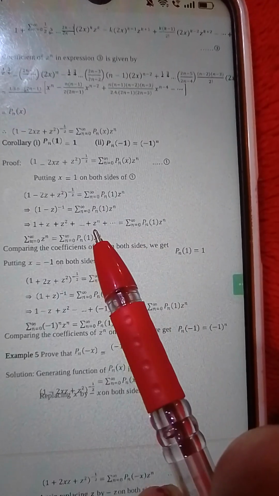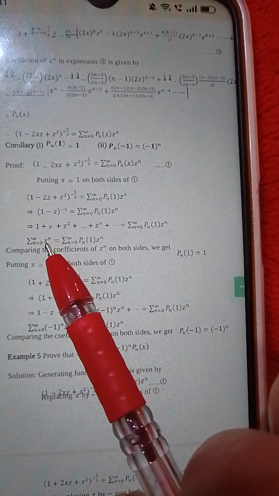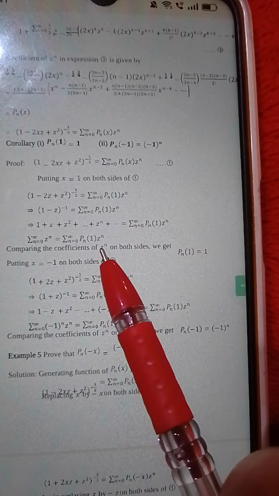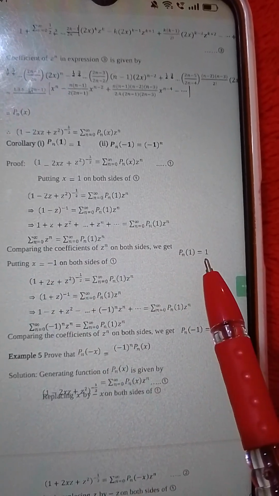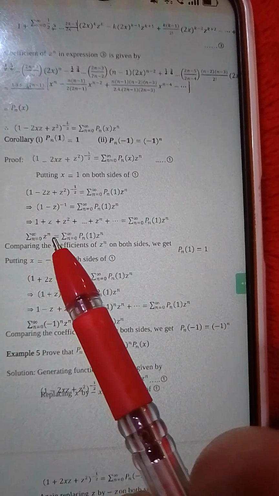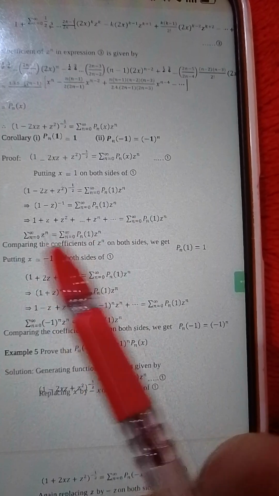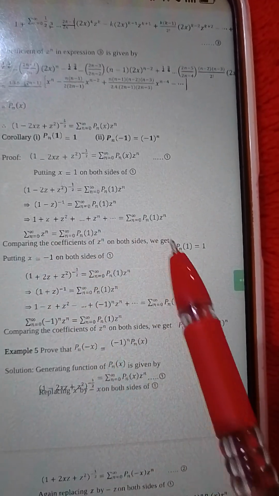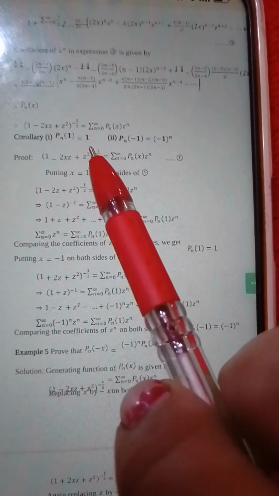Now we are comparing the coefficients. We can write it like this. Comparing the coefficients of z power n, what will we get? Pn is equal to 1. See, z power n on both sides is given, and summation n equals 0 to infinity is also on both sides. So what will we get? Pn(1) equals 1. I hope this is clear to you. The first one is clear to you.